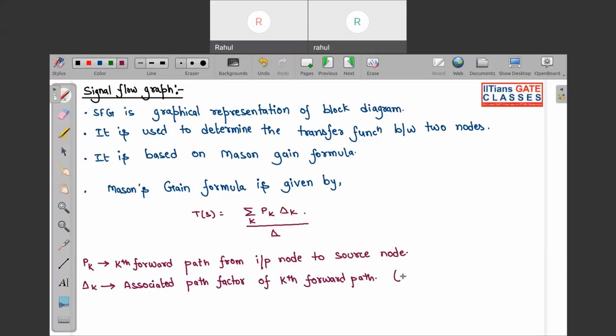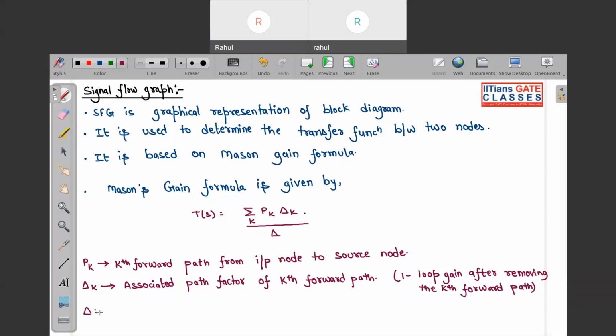It is basically 1 minus all the loop gains after removing the kth forward path. So Δ_k is the associated path factor of the kth forward path, and it is obtained by subtracting from 1 the loop gains after removing the kth forward path.